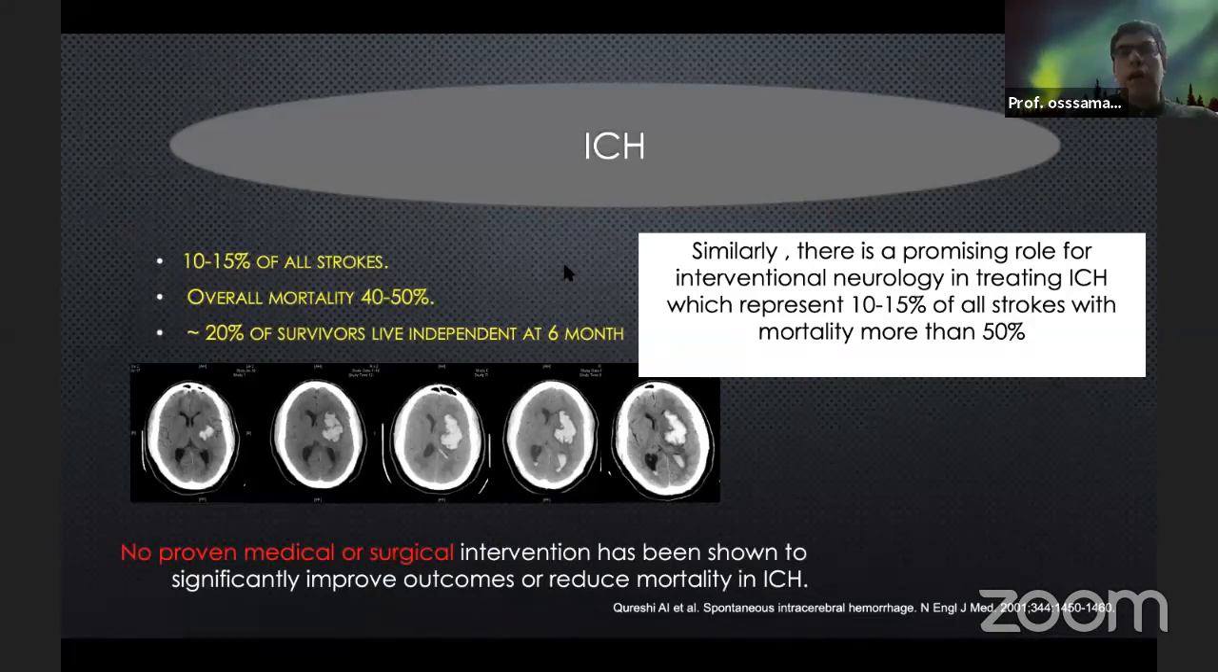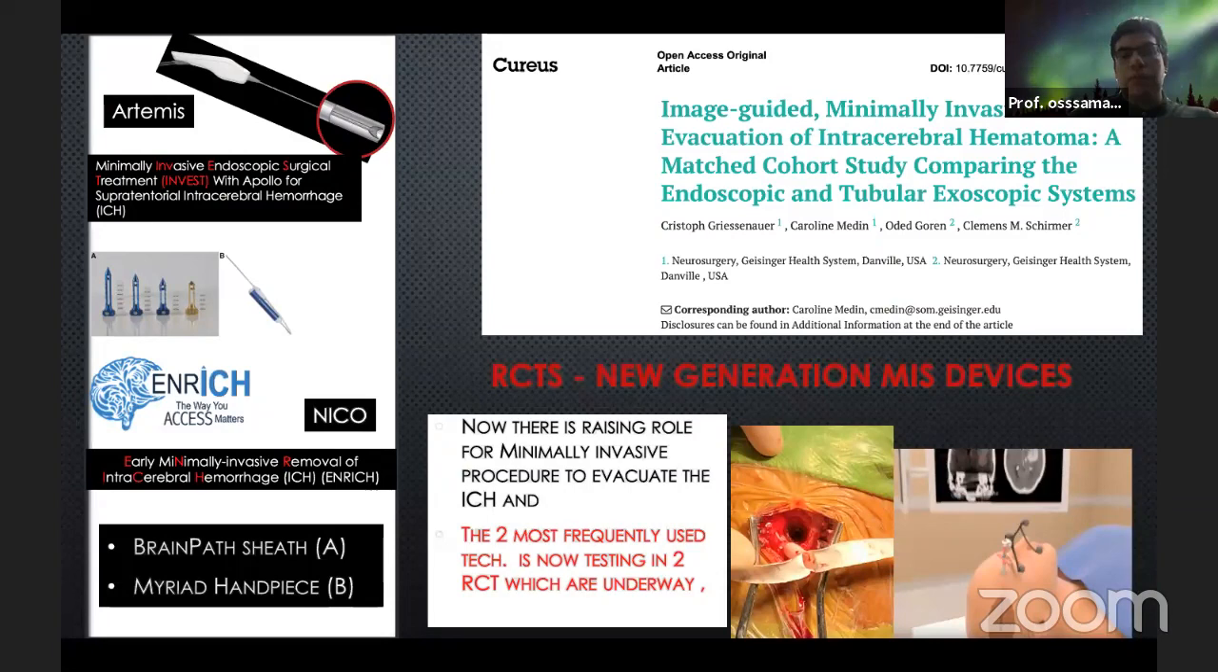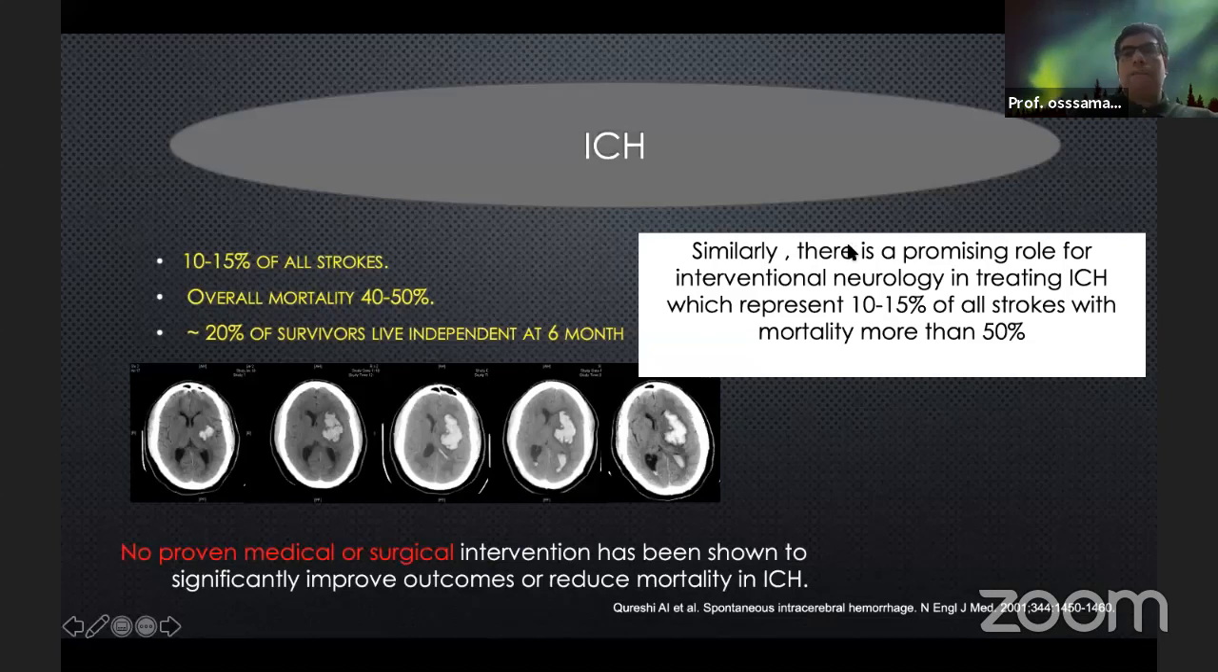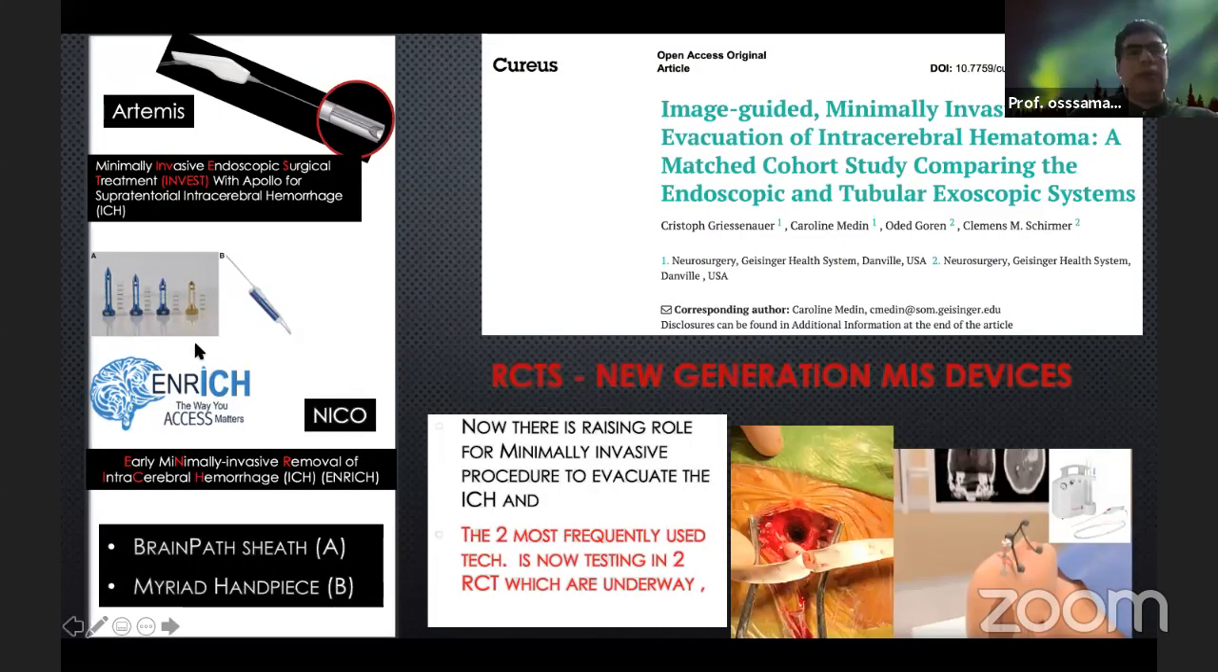When we come to ICH, we also know that 10 to 15% of all strokes are ICH, and no proven medical or surgical intervention has been shown to significantly improve outcome or reduce mortality in intracerebral hemorrhage. There are two minimally invasive techniques that can be used to evacuate the hematoma, and these two devices are under trial and study now: the ARTEMIS one and the REACH one, NICO.